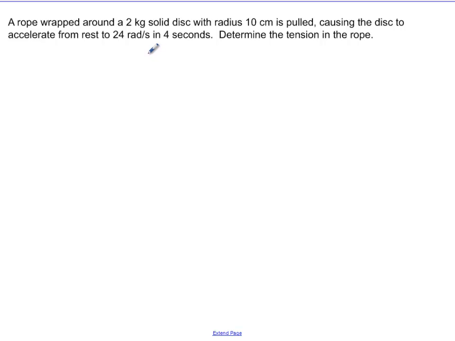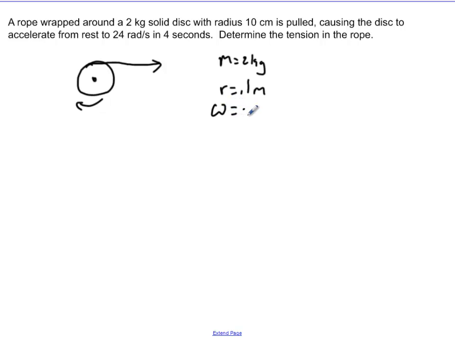Like always, I like to start with pictures and by listing my known information. So what I'm thinking is I have a disc, it has a radius, there's a rope wrapped around it, and that rope is pulled. That causes this disc to spin in the direction of the torque with an angular acceleration. So I know that this thing has a mass of 2 kilograms, a radius of 0.1 meters, an initial angular velocity of 0, and a final angular velocity of 24 radians per second. The time that took is 4 seconds, and I want to know the tension in the rope.